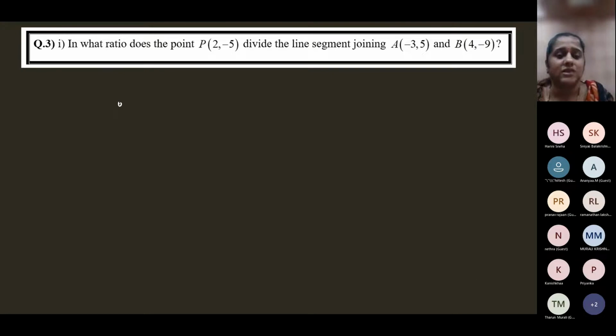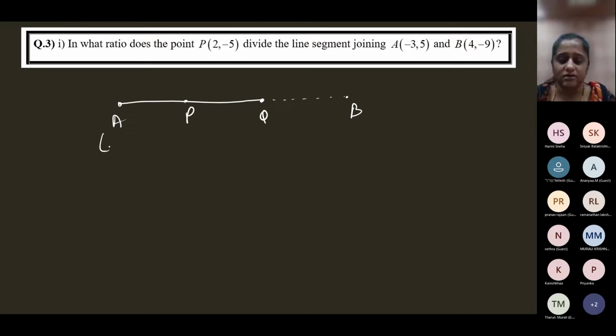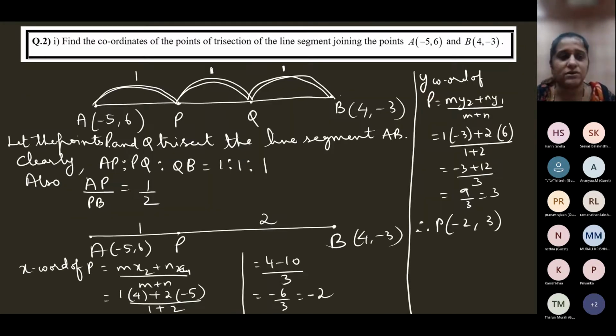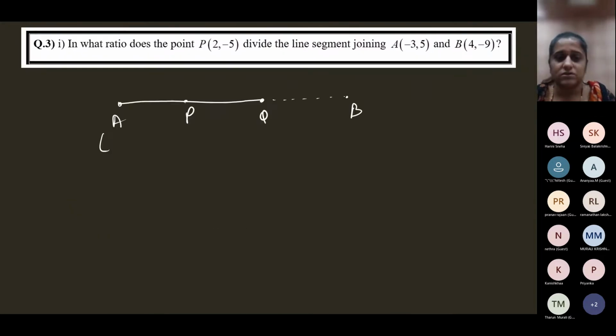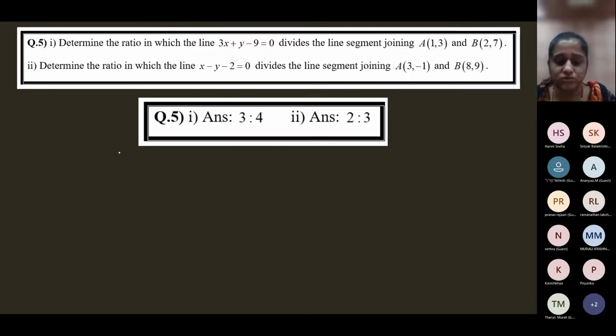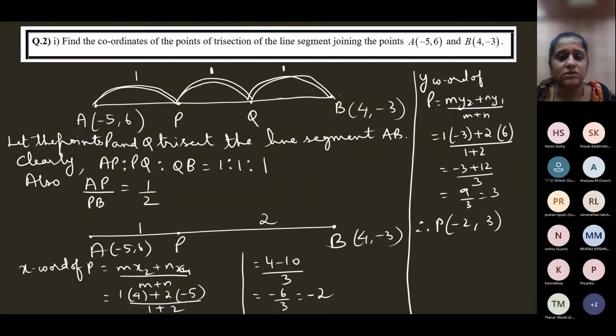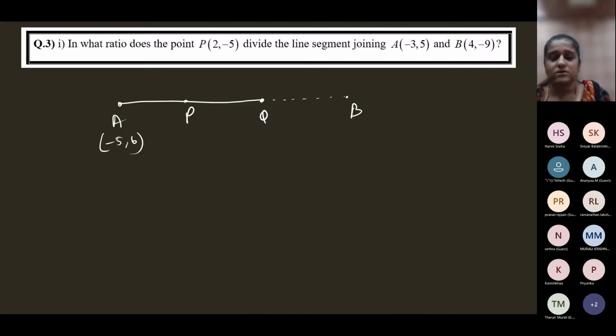Okay. Now let's take only up to Q. So we have A here, we have P here, we have Q here. It continues actually, there's B somewhere here. We're not considering that part. What is A? A is -5, 6. And Q we are trying to find. So what is P? P is -2, 3. All right, children.